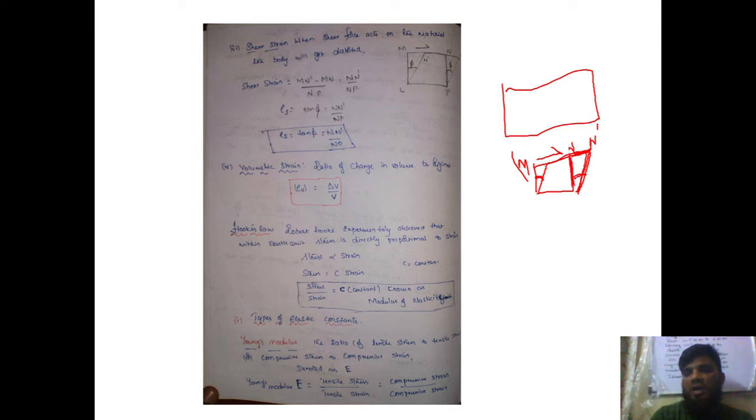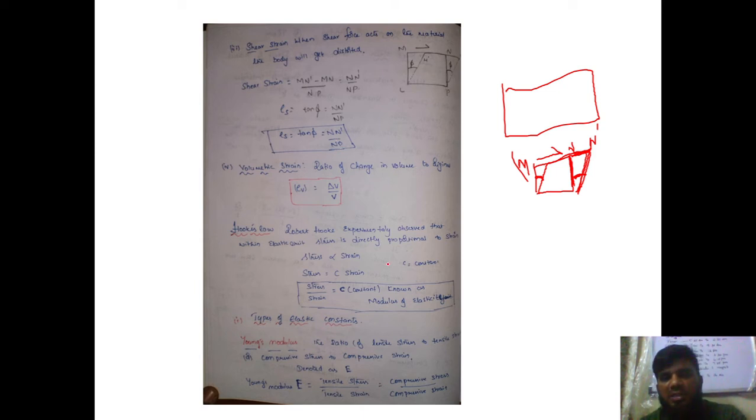Now if I have this angle phi, tan phi is equal to opposite by adjacent. The opposite is n dash, and the adjacent is n p, which is my original length. So the shear strain is given as tan phi equals n dash by n p.